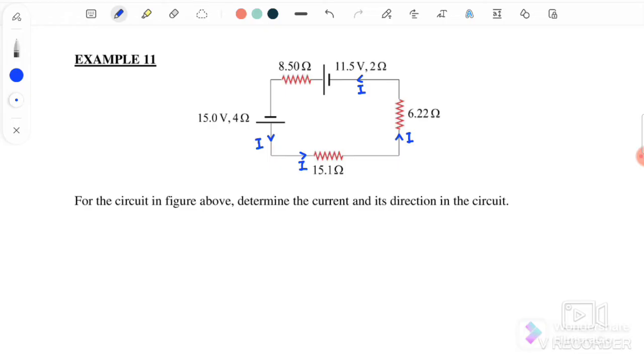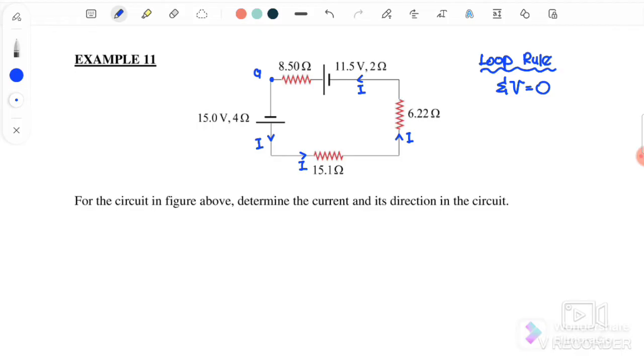When you want to use Kirchhoff's second law, we need to refer to the loop rule, meaning that the total potential at the end will equal 0. For example, let's say I start from point A. When you start from point A, at the end you must go back to point A. So this is our starting point.